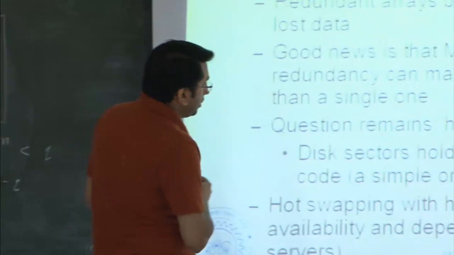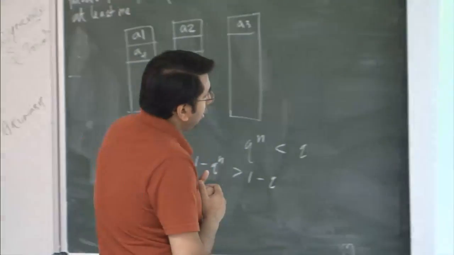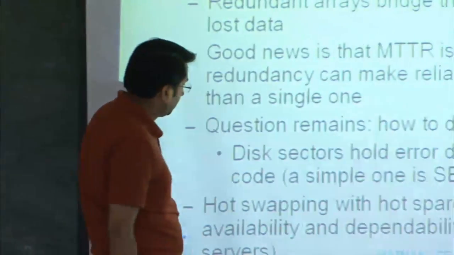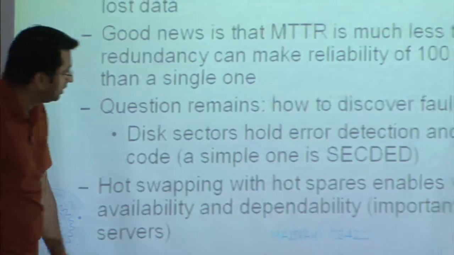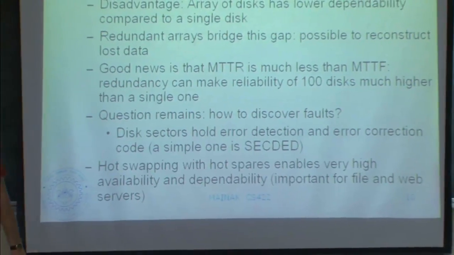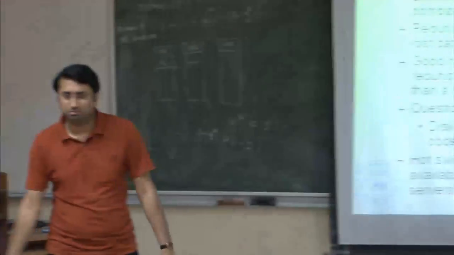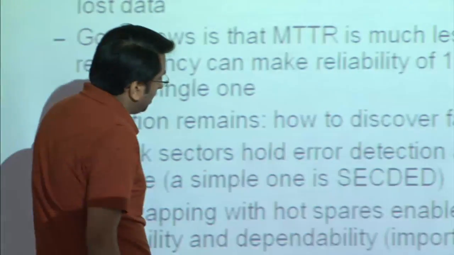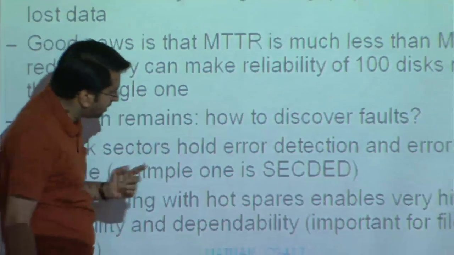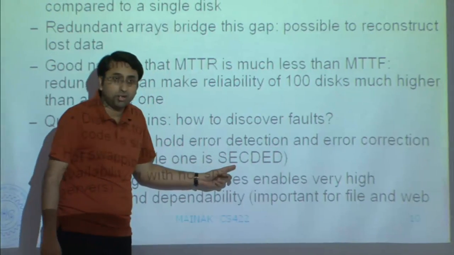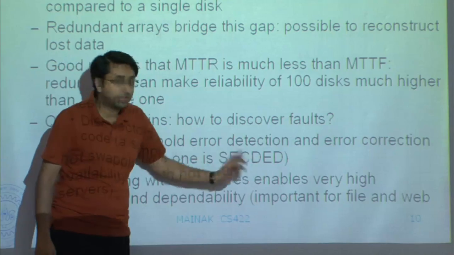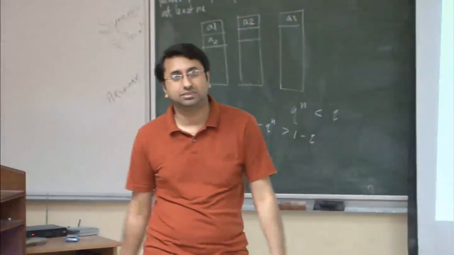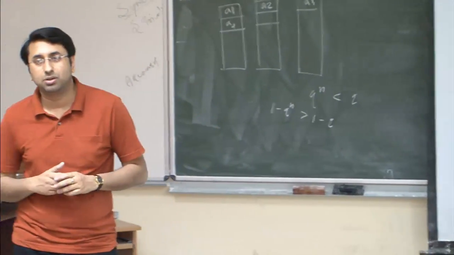So the question remains how to discover faults. Disk sectors hold error detection and error correction codes. A simple one would be single error correct, double error detect. So how do you do this actually? I must be coding my data in such a way that I'm able to correct one error and detect two errors. Can you suggest a simple way of doing that? A simple coding scheme.